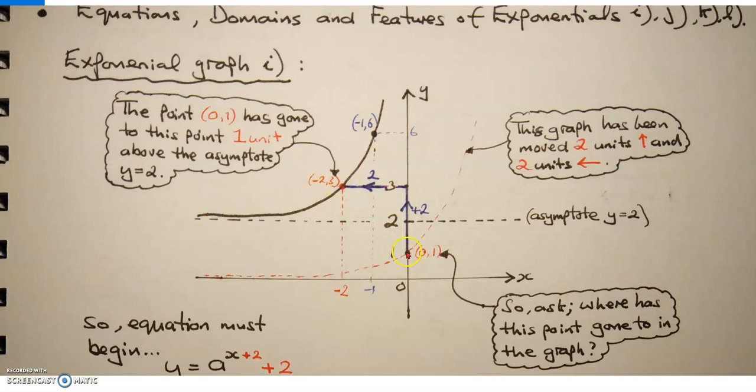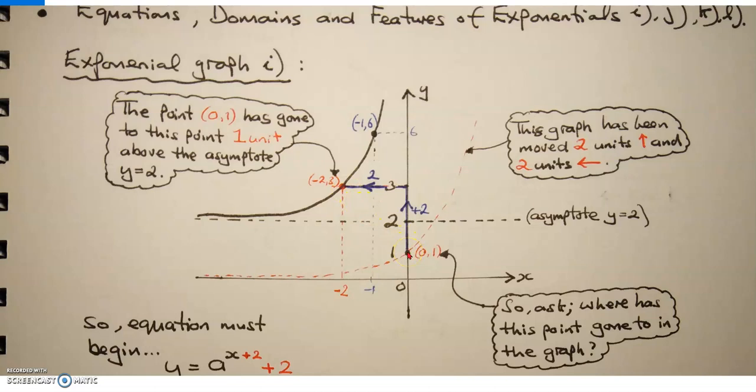And the same has to be true for our new exponential. We're looking for the point that is 1 unit above the new asymptote, and there it is. This is the new asymptote. So from 2 to 3, go along there. That must be 1 unit above the asymptote of y equals 2. That is a very important point to find. Where has that point gone to in the new exponential? Well, it's there. How did it get there?